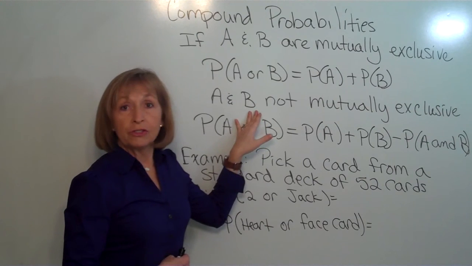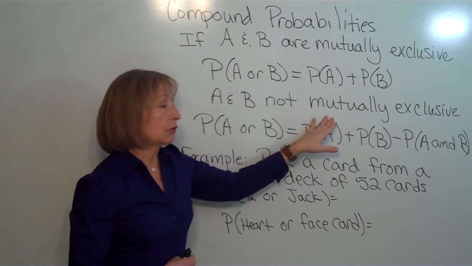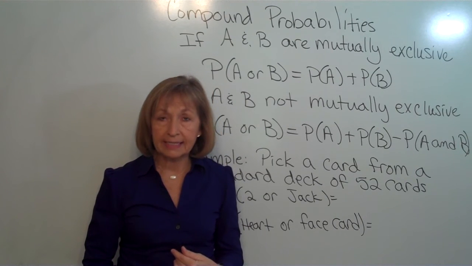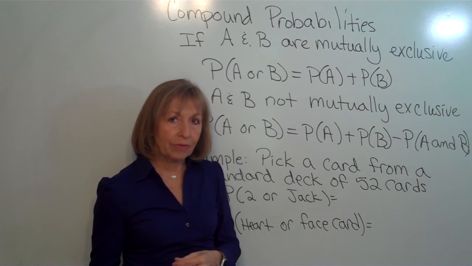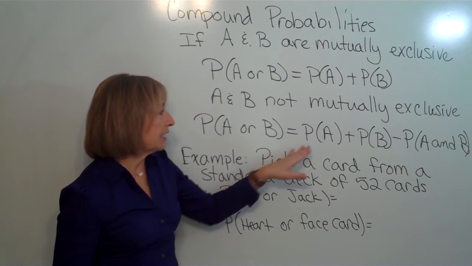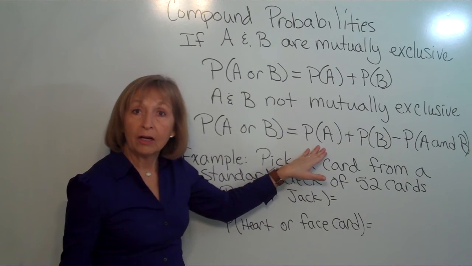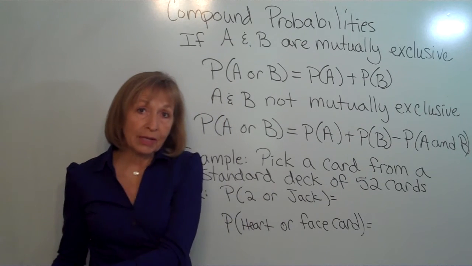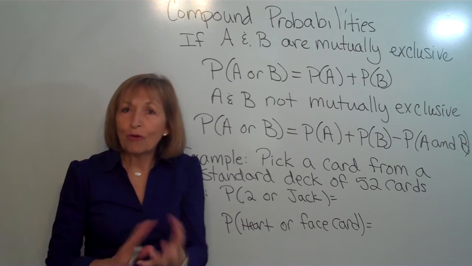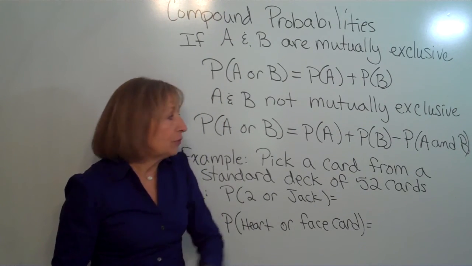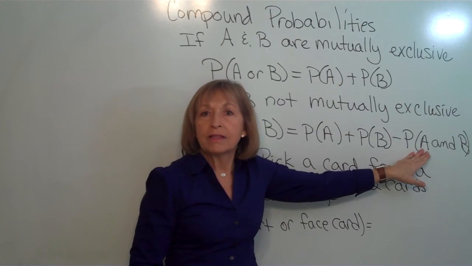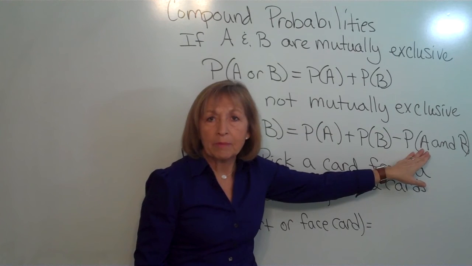Now, if the two events are not mutually exclusive, if there are elements that have both of the characteristics, then you're going to overcount them. When you do the probability of A, you'll count them in there. When you're looking at the probability of B, you will have also counted them in there, so you've overcounted. And you need to subtract off the probability of event A and B occurring.